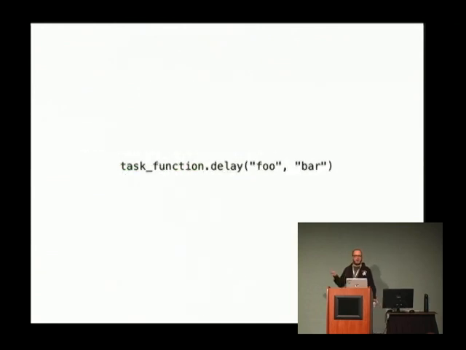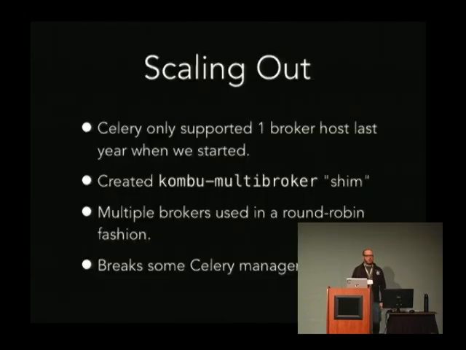To call a task that we created, we just call the function with .delay and pass it the arguments that we want. It's really, really simple. It's really great. We talked a little bit about scaling out.